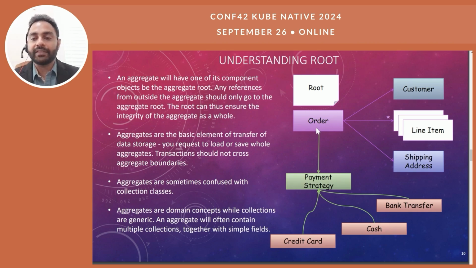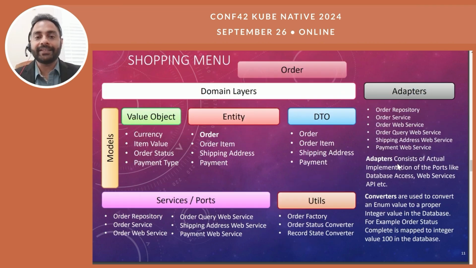And if you look into this, the order is connected to all these different microservices like the payment strategy, and the payment has credit card, cash, and bank transfer. At the same time, order is connected to the customer, because the customer is the one who places the order, and then the order can have multiple line items and it has a shipping address. So this gives us a better picture of how this is divided, but at the same time connected to each other.